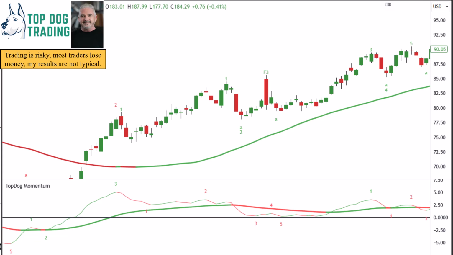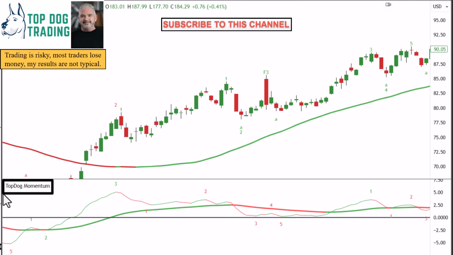Step 2 is we need to measure momentum. Momentum is the strength in the market. Think of it as the strength in the market. So down here you see I've got my momentum indicator. And the way we measure this is very simple. So here's our 0 line, meaning there's no momentum.